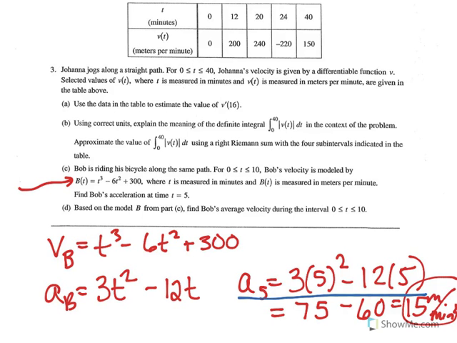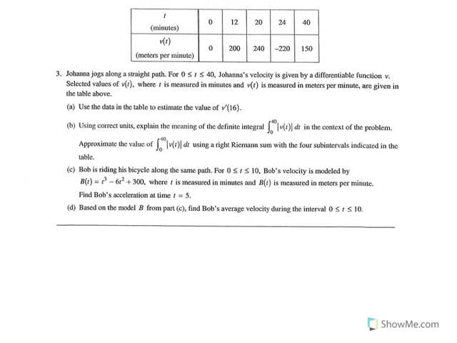Okay, on to the next part, which is a slightly new topic for us. I'm going to pre-teach it in this video, and then we'll talk about it in class. Hold on a sec. Okay, the last question says, based on the model B from part B, find Bob's average velocity during the interval of time that's given right there. So it looks similar to the problem from the beginning where they asked me to estimate something, but we're going to talk about average. There's two types of average things we can find.